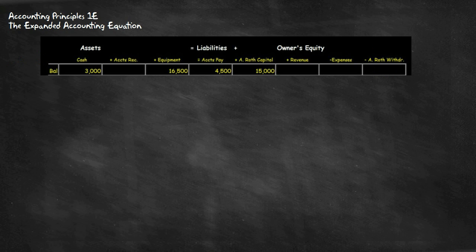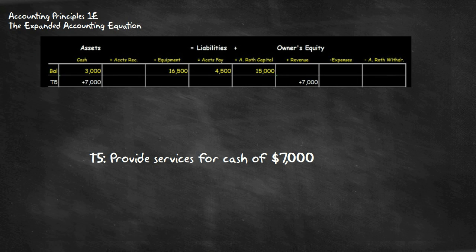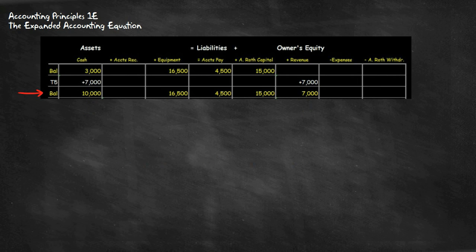So let's look at transaction 5. I provide services for cash of $7,000. Let's analyze this. Because we are collecting cash, we will increase the cash account by $7,000. Because we are providing services, we increase the revenue account by $7,000. We then determine our new totals. Thus now we have $10,000 in cash.